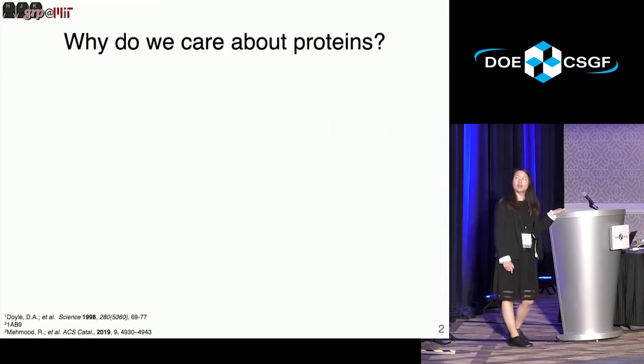So first, why do we even care about proteins? Proteins are important to structure, function, and regulation in cells. And as Jared mentioned earlier today, we don't fully understand how they work. For instance, in enzymes, which catalyze chemical reactions, we cannot reproduce how proteins catalyze reactions so well. So there's something we're missing in our understanding of how proteins function.